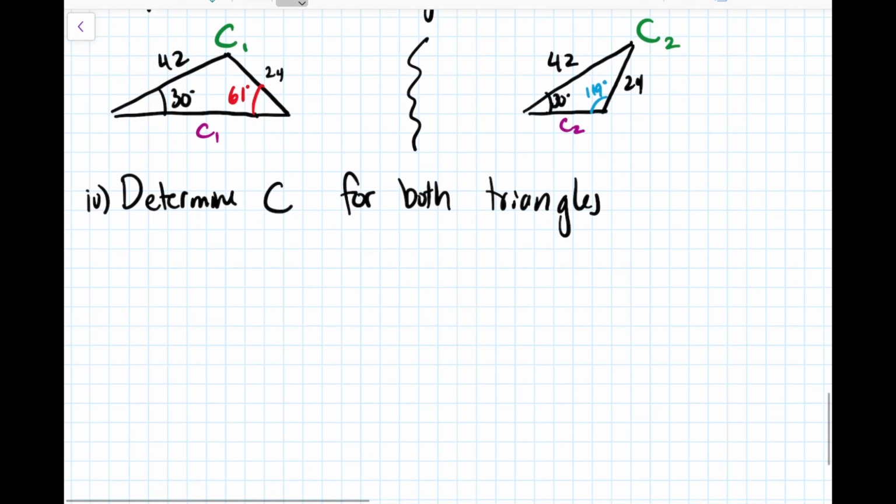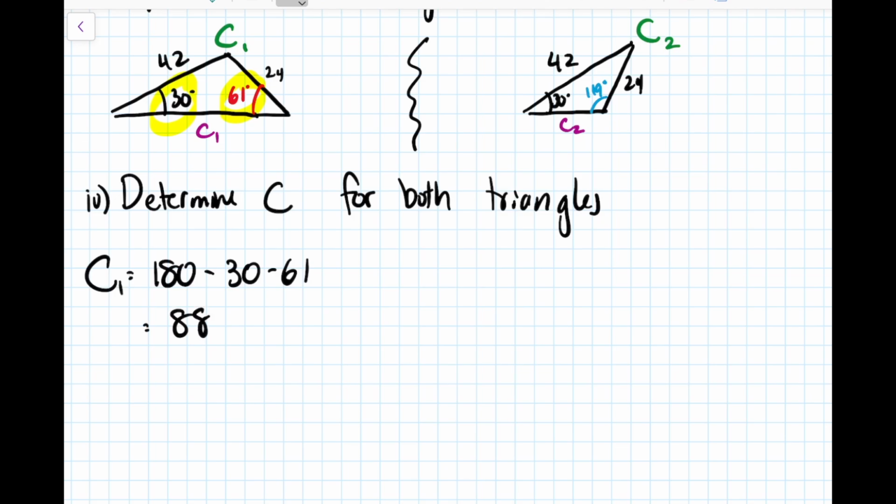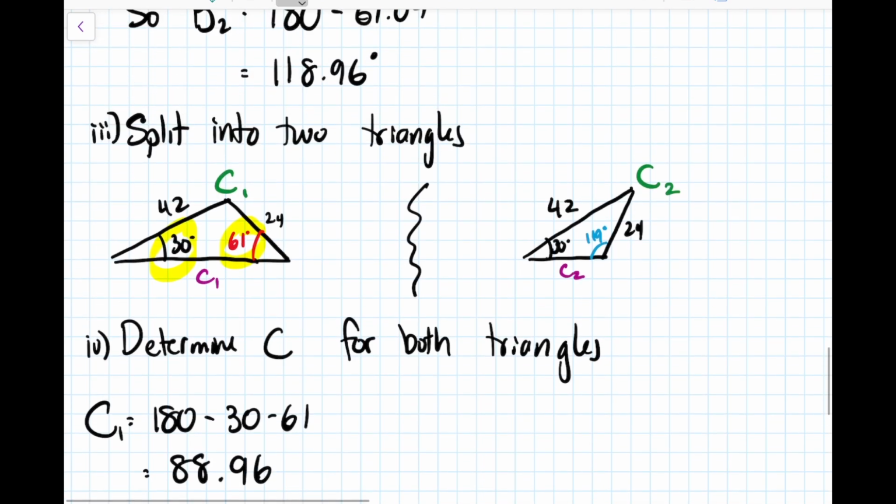So for the triangle on the left, remember to get a third angle in a triangle when you already know two of them, you just do 180 minus the two angles that you know. So we know 30 and we know 61. So if we do 180 minus 30 minus 61, that will tell me that my third angle in this triangle is going to be 89. Well, it'd be 89, but again, we're trying not to round. So 88.96 if you go back and use the unrounded version.